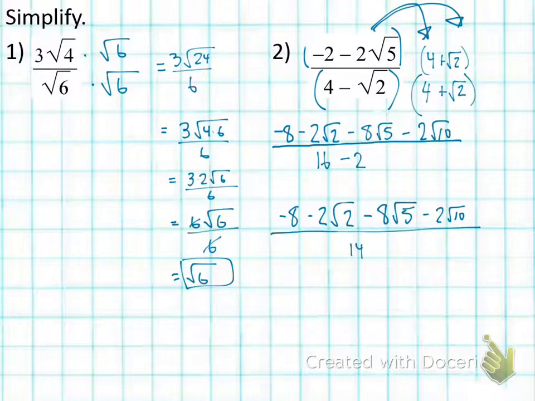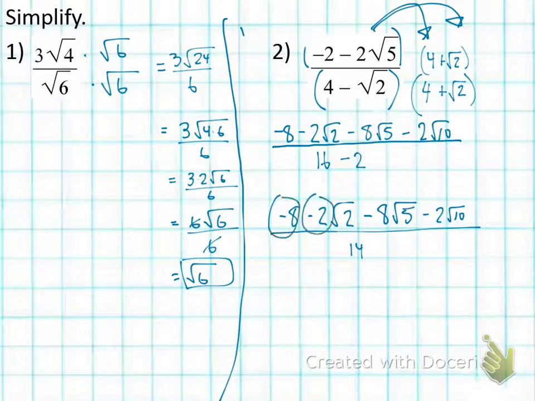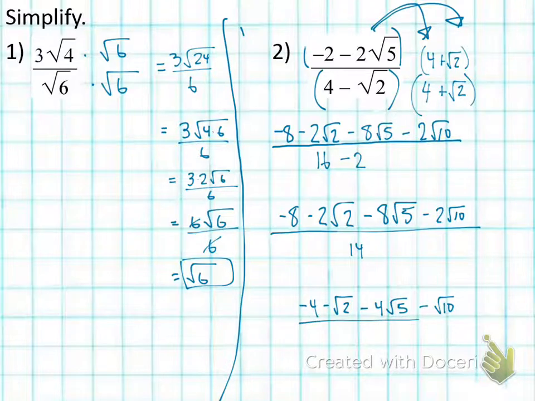Then I'm looking at all my terms here. What goes into negative 8, negative 2, negative 8, and negative 2, and 14 at the same time? Well, the only thing that goes in there is 2. All of these terms I could take out a 2. So this becomes negative 4 minus rad 2 minus 4 rad 5 minus rad 10. Denominator becomes just 7. Nothing else I could really do, so that's your answer.